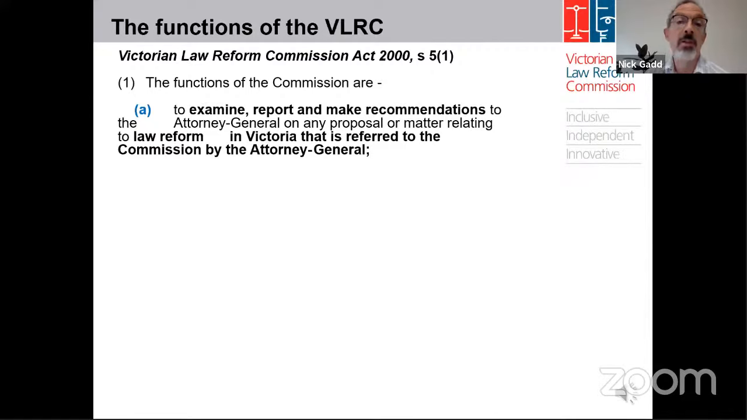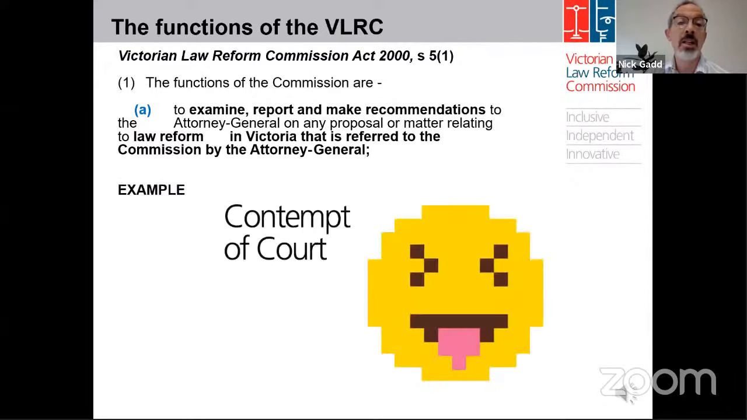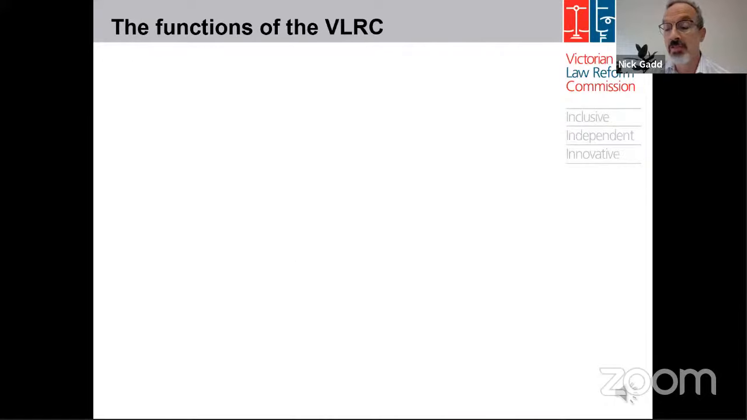The Attorney General can ask us to look at an area of law, and the VLRC then goes away, examines that area of law, writes a report, and makes recommendations about how to make the law better. An example of that is our Contempt of Court report, which we published in 2020. The Attorney General had asked us to look at contempt of court laws in Victoria. We spent a year or so examining the law, we wrote a report, we made recommendations, and we gave those recommendations to the Attorney General.